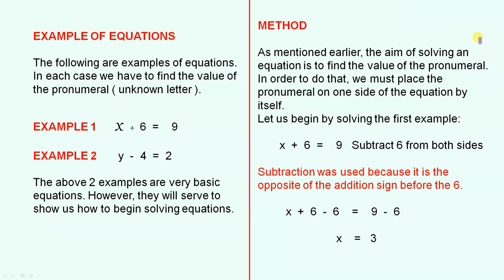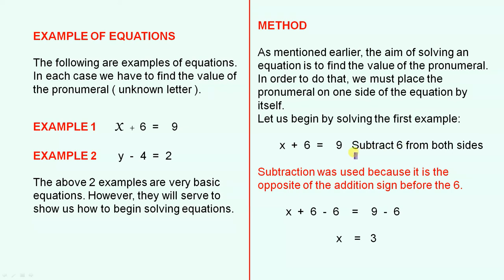Let's look at the method. As mentioned earlier, the aim of solving an equation is to find the value of the pronumeral. In order to do that, we must place the pronumeral on one side of the equation by itself. Let us begin by solving the first example. The first example was x plus 6 equals 9. The way we start solving it is we subtract 6 from both sides.